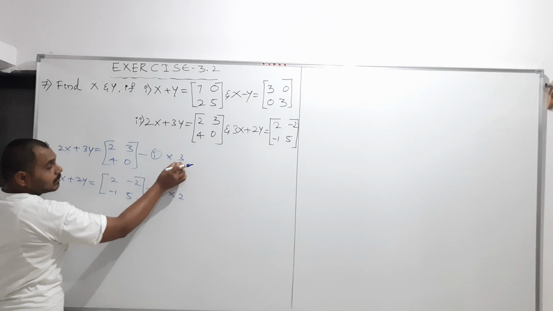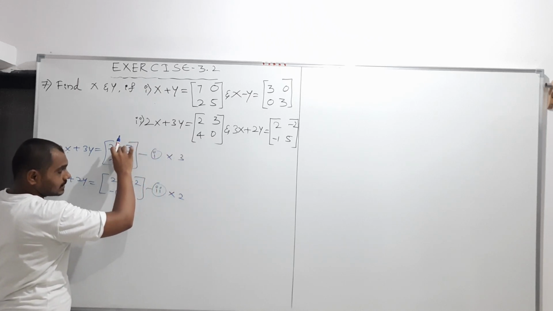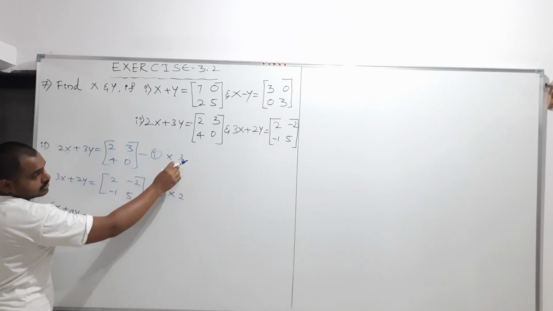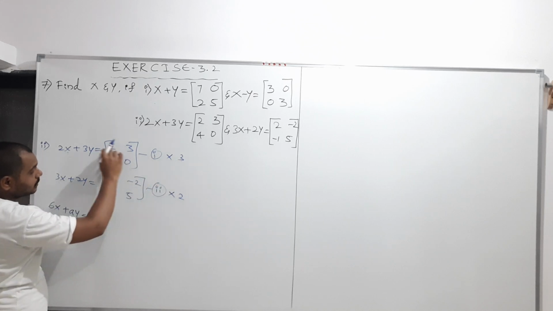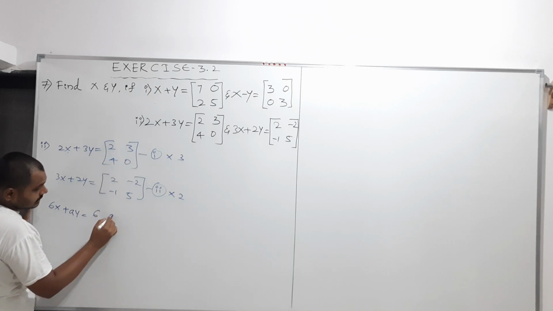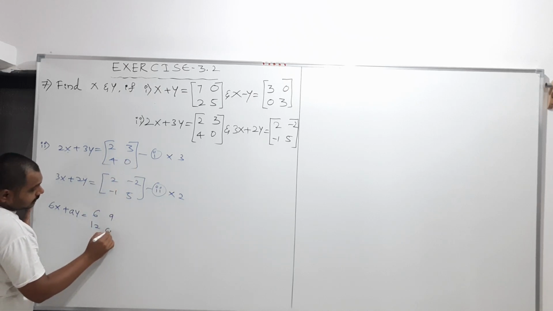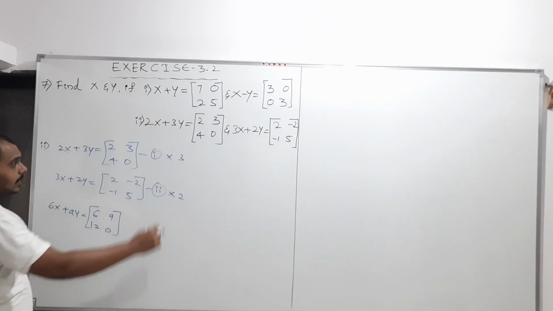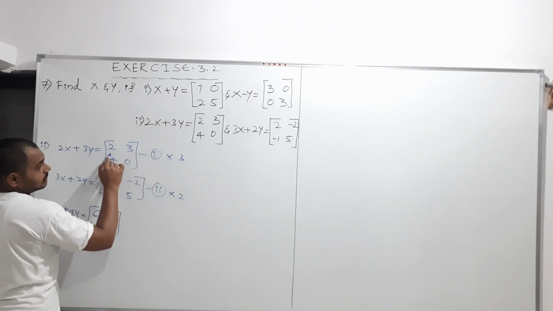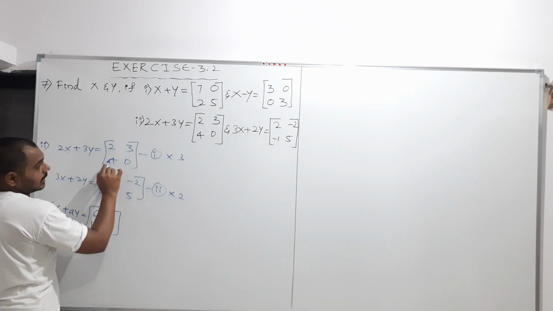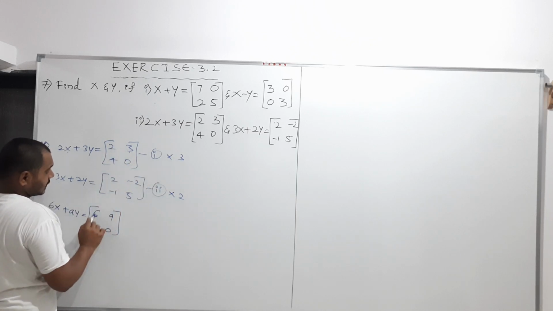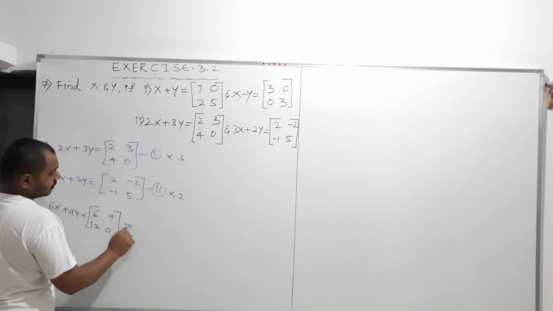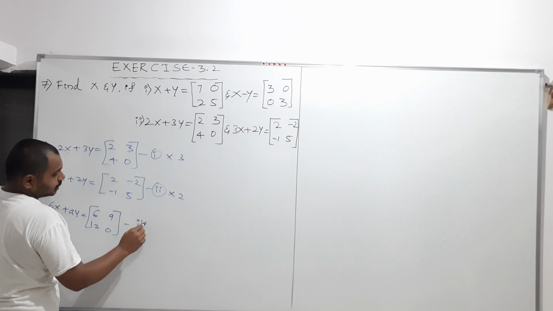If I want to multiply any constant value to a matrix, I should multiply each element with this constant. So 3 2s are 6, 3 3s are 9, 3 4s are 12, 3 into 0 is 0. Clear, my dear student? I am multiplying this constant value with each element of this matrix. Now you can call this equation 3rd.